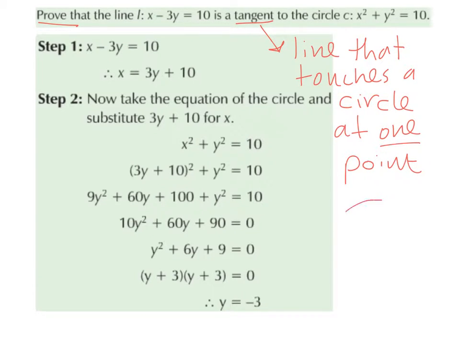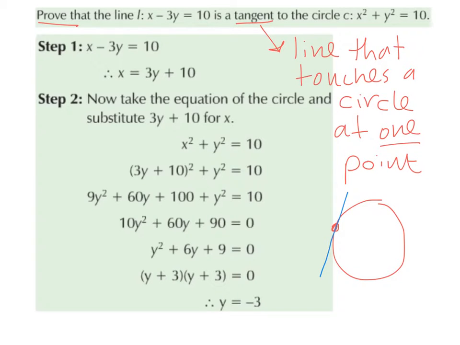So if we have a circle and we have a point on that circle, then this would be the tangent that touches this circle at only one point. So if we were to solve these two equations simultaneously, we should end up with one x value and one y value, because there is only one point at which they intersect.